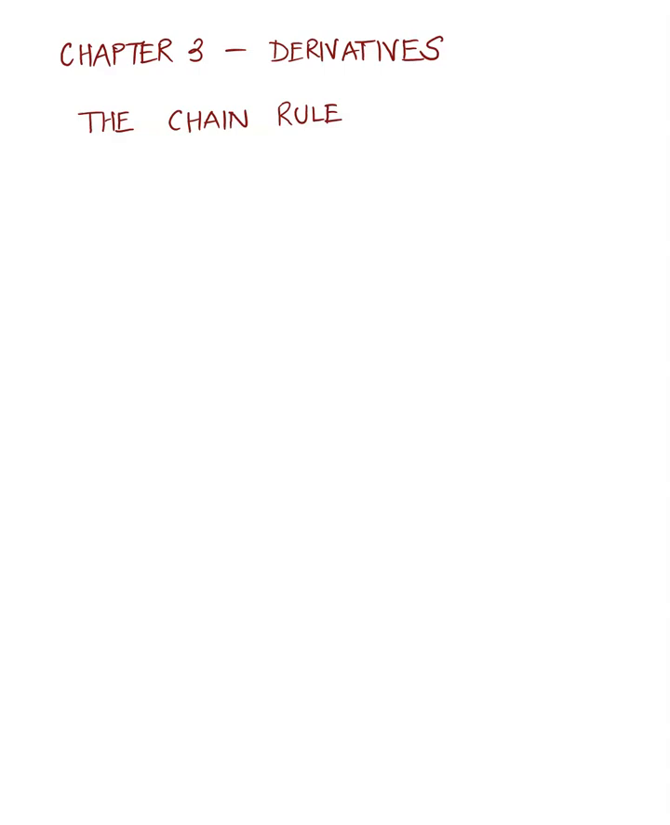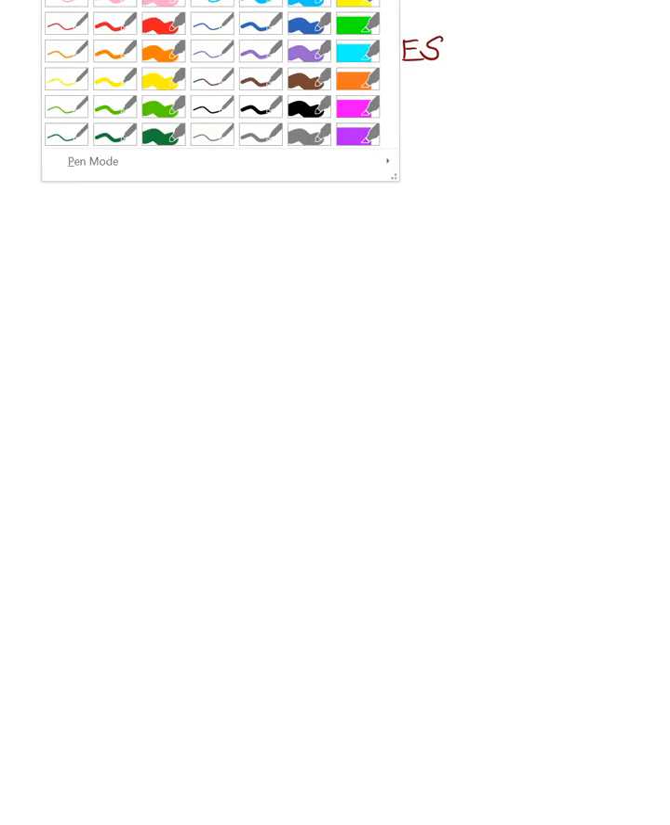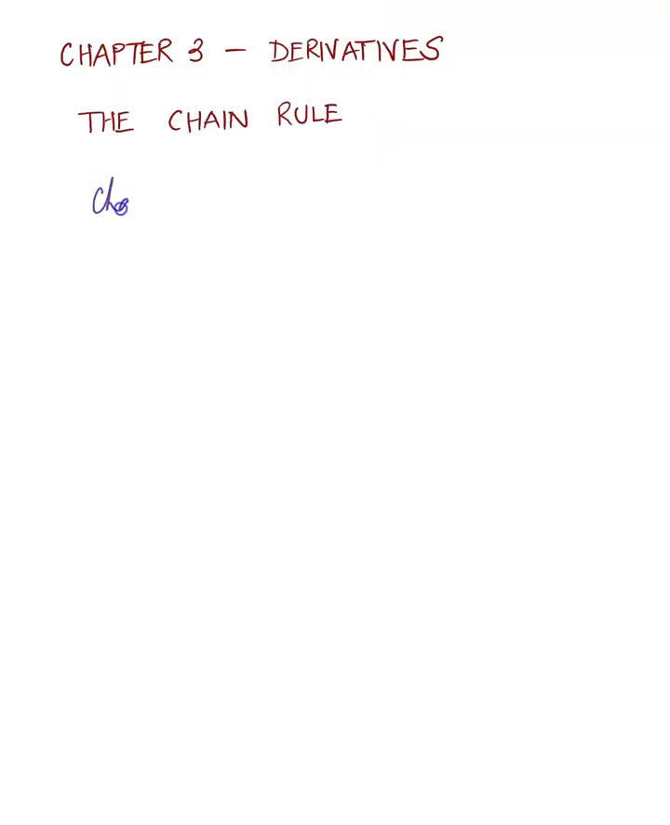Hello class, welcome again to chapter 3, derivatives. The focus here would be chain rule. Chain rule, as the name says, is something like a chain connection. And we can say that the chain rule is derived from the idea of composition of functions.